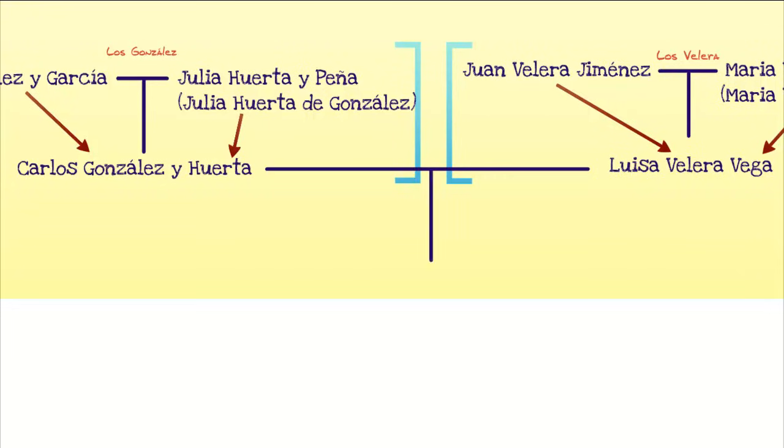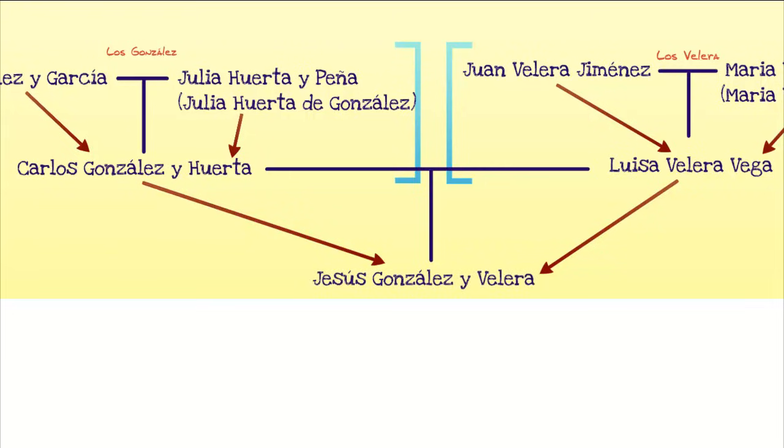And they have a child, and again, you have a nombre paterno, apellido paterno, and an apellido materno. And the child's name is Jesus Gonzalez y Velera. Jesus after an uncle who is also named Jesus. But so that no one gets confused, they decide to call the son by a nickname. And the nickname for Jesus is Chewy.